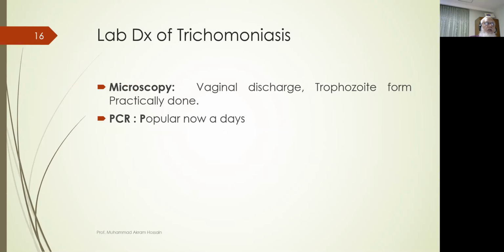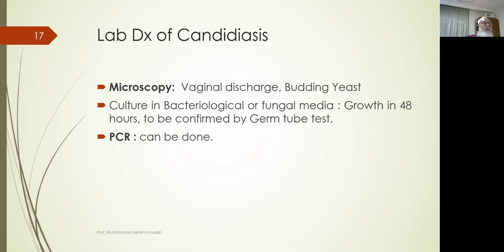Laboratory diagnosis of trichomoniasis is very simple. On microscopy of the vaginal discharge, the trophozoite form can be found practically. PCR is also popular nowadays. Laboratory diagnosis of candidiasis: microscopy and culture are both important. PCR can also be done.